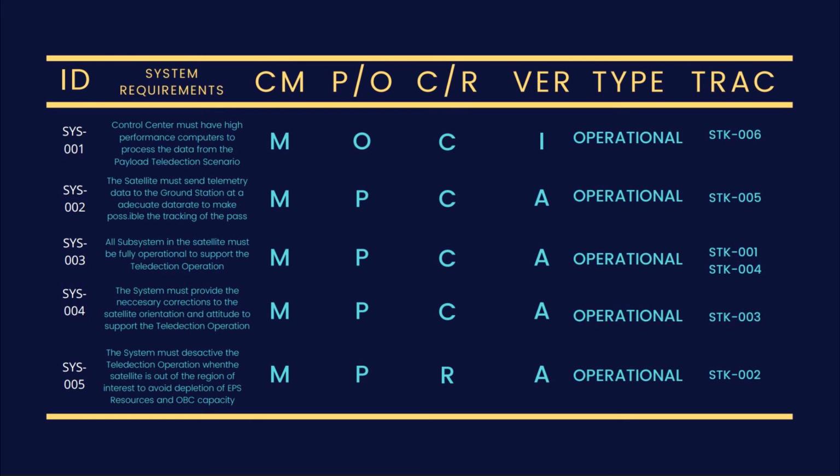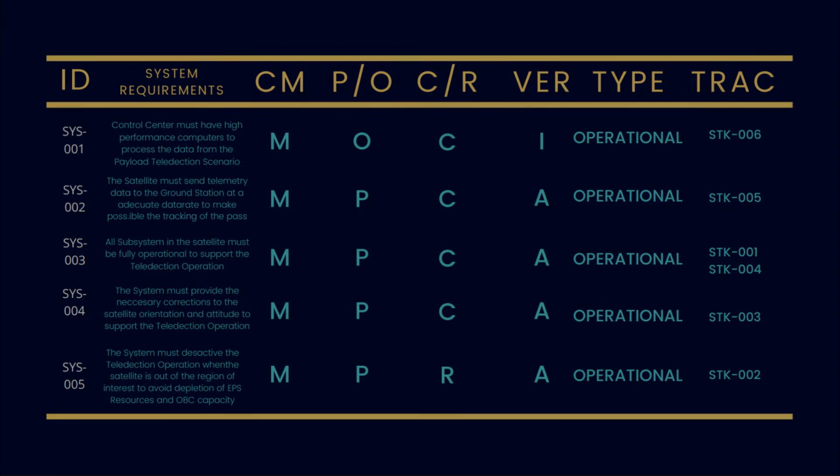The system must deactivate the teledetection operation when the satellite is out of the region of interest to avoid depletion of EPS reserves and OBC capacity. Verification: verified by analysis. The type of requirement in this case will be operational. Traceability: the traceability will be stage 002.